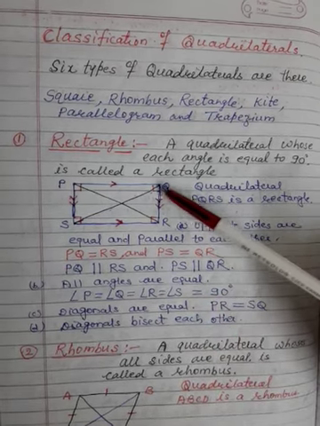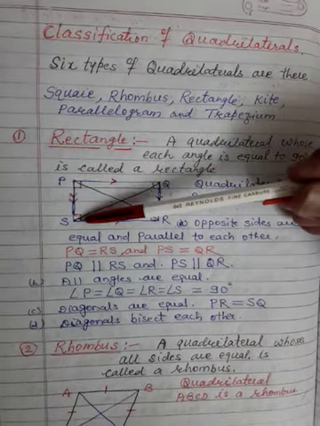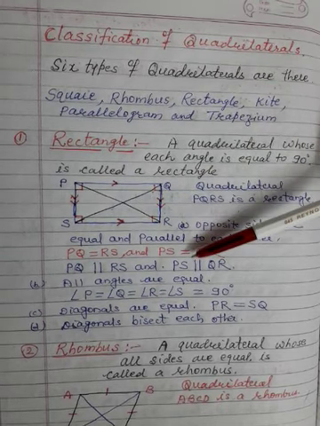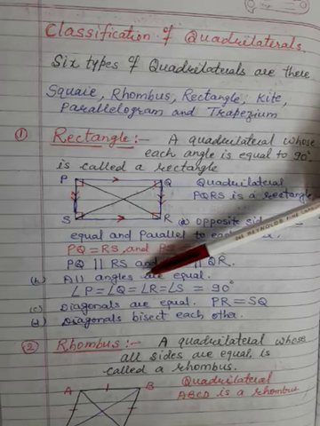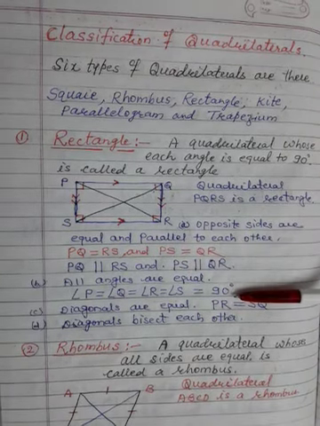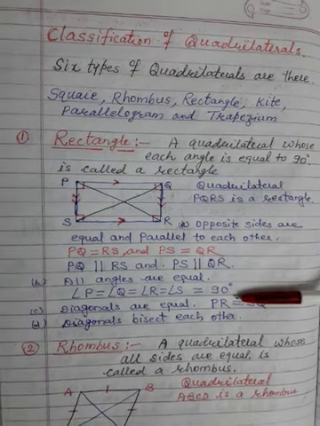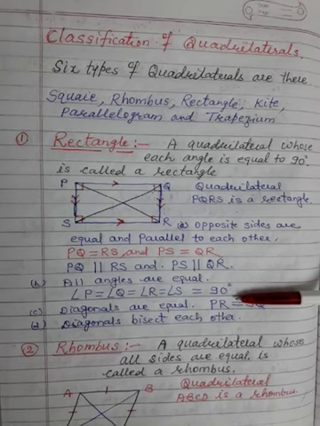All angles are of 90 degrees at each vertex. All angles are 90 degrees means all angles are equal. Angle P is equal to angle Q is equal to angle R is equal to angle S is equal to 90 degrees. Diagonals are equal in length.